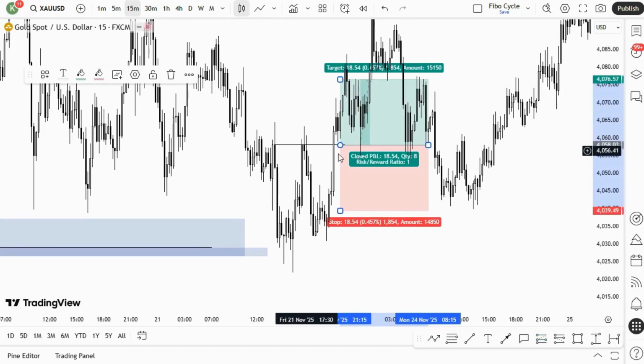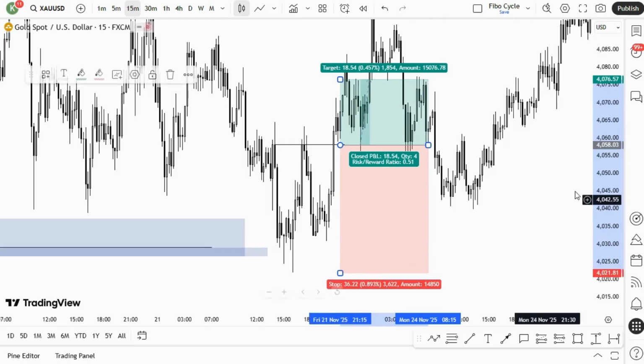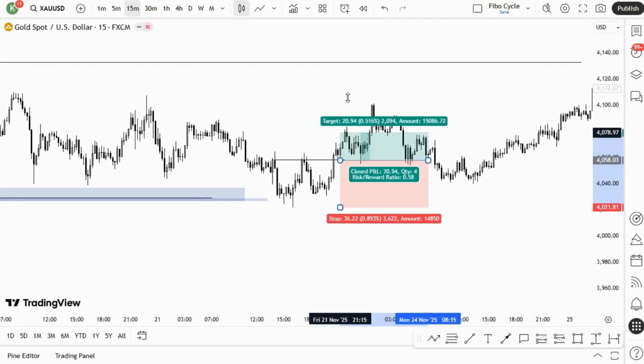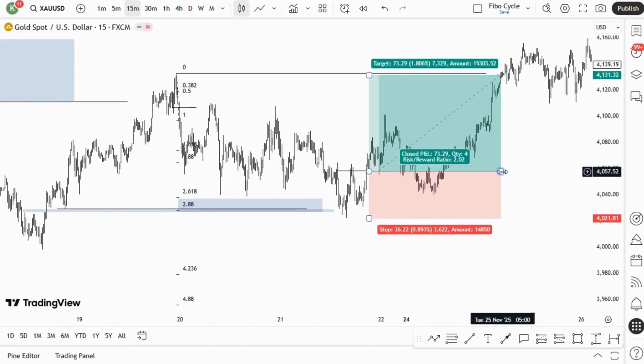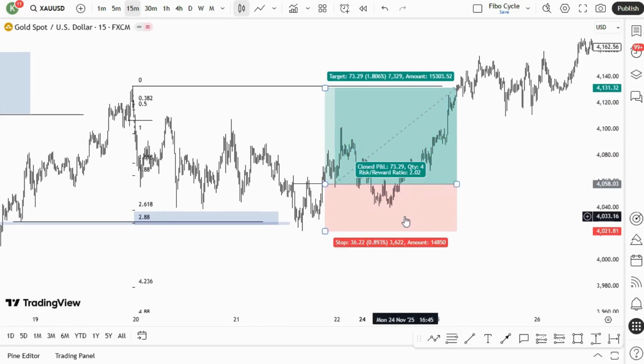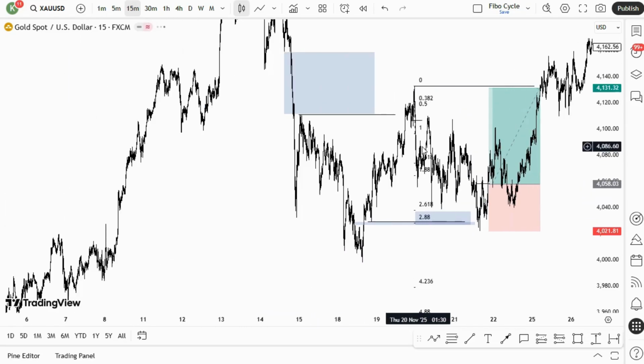So once price broke this level over here, this high over here, we can start to place our buy order targeting a 1 to 2, which it hit the take profit. Alright, this is one example. Let's look at another example.